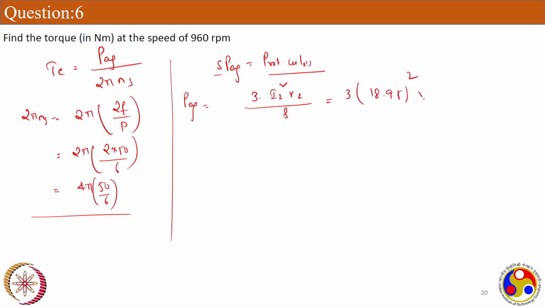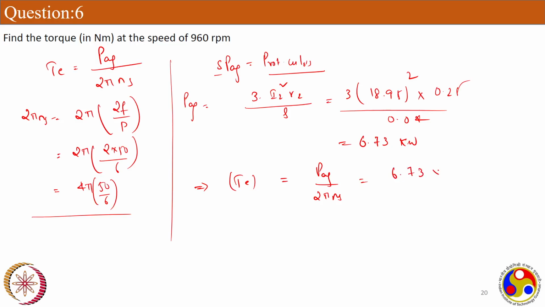18.95 squared multiplied by R2, 0.25, divided by slip, which is 0.04. So your air gap power will come out to be some 6.73 kilowatts. Now you divide this by 2 pi Ns to get the torque at that particular speed. PAG divided by 2 pi Ns, 6.73 into 10 cube divided by 4 pi into 50 by 6. So please calculate this. This will give you the torque of the machine at that particular speed.